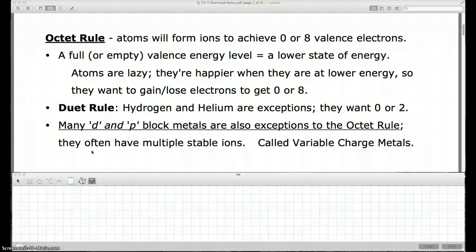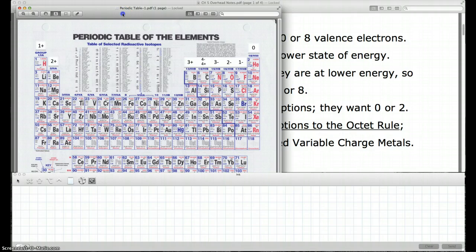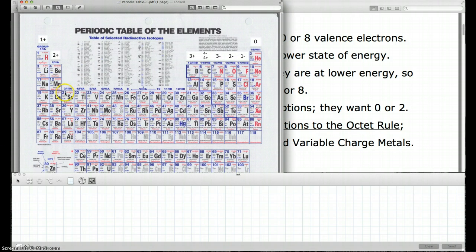Another exception, or some exceptions to the octet rule, are some of the D and P block metals. And what I mean by D and P block metals is the D block is the center block here, and then the P block metals are the metals underneath the stairway. Remember, you have this bold line that divides the metals from the nonmetals. Metals are on the left, nonmetals on the right.